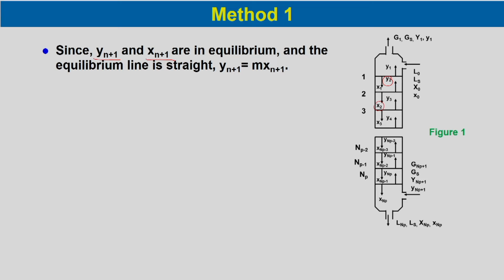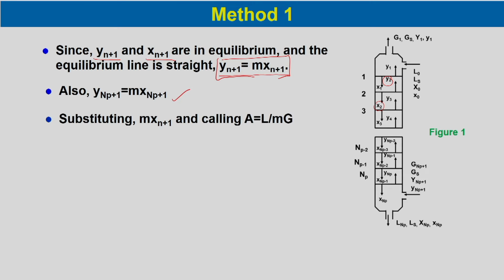So, y n plus 1 and x n plus 1 are in equilibrium and the equilibrium line is straight. So, we can write the equilibrium relation y n plus 1 is equal to m x n plus 1. This is the equation of a straight line. Similarly, we can also write y n p plus 1 equal to m x n p plus 1.